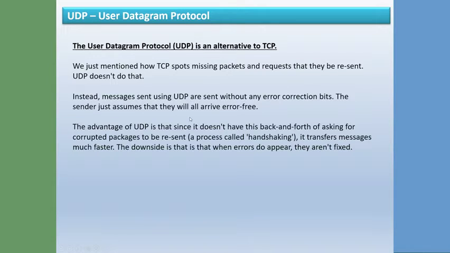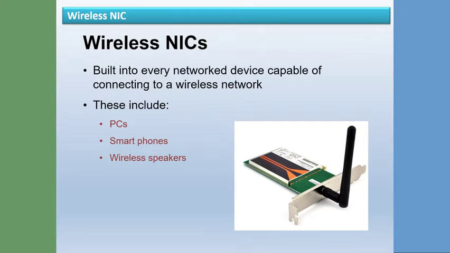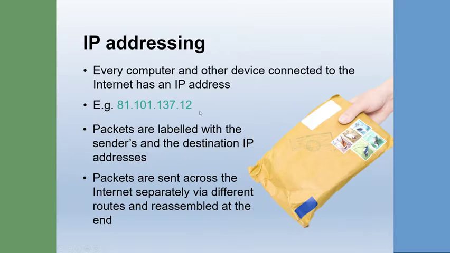The UDP, however, works very similarly. The only difference here is with UDP, it doesn't check whether any of the packets are corrupted or whether it's received them all. Okay. If it's only received 50 out of 100, it doesn't re-request the other 50. It just carries on.